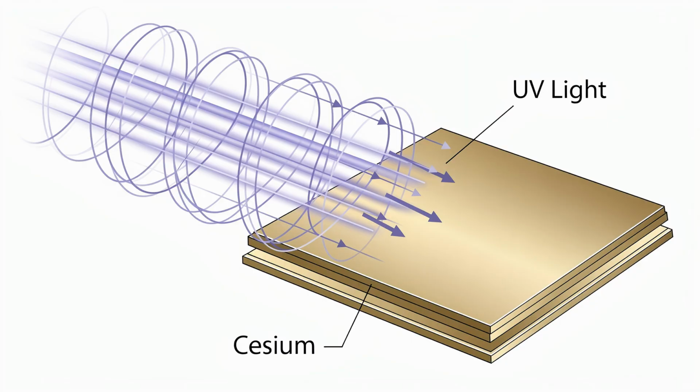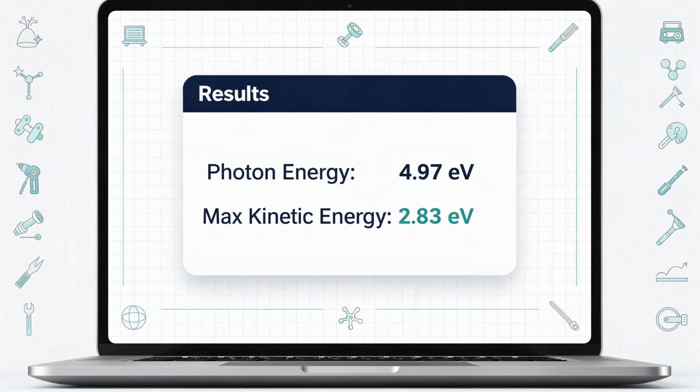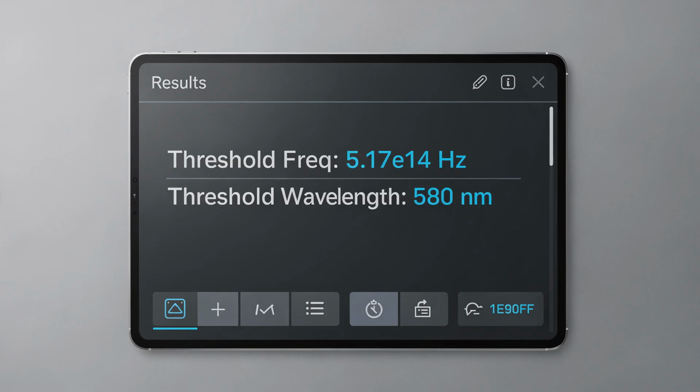Here's a practical example. For a cesium photocathode exposed to ultraviolet light, enter an incident frequency of 1.2 E15 Hz and a work function of 2.14 electron volts for cesium. Click Calculate. The results show a photon energy of 4.97 electron volts and a maximum kinetic energy of 2.83 electron volts. The calculator also provides the threshold frequency of 5.17 E14 Hz and corresponding threshold wavelength of 580 nanometers.